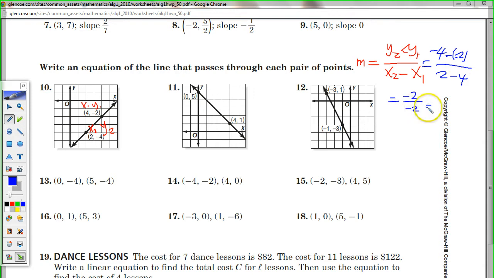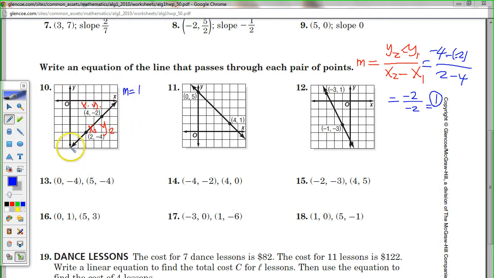So that means my slope, negative 2 over negative 2, any number over itself is 1. So my slope here is 1. You can also count it rise over run. Rise 2, run 2. Or rise 1, run 1. So I know my slope here, now m, is 1.